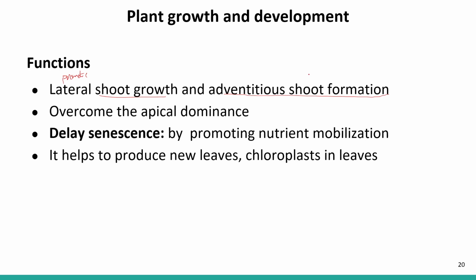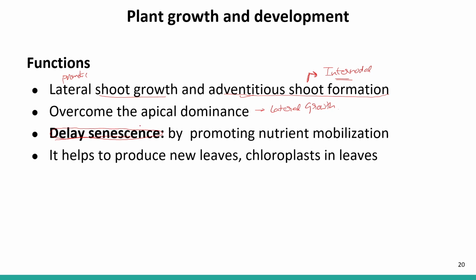What are adventitious shoots? Shoots which form from the internodal region. Usually the shoot arises from the nodes, but if the shoot arises from the internodal region, then it becomes an adventitious shoot. Cytokinin also helps to overcome apical dominance, meaning it promotes lateral growth. And one of the most important functions is that it delays senescence.